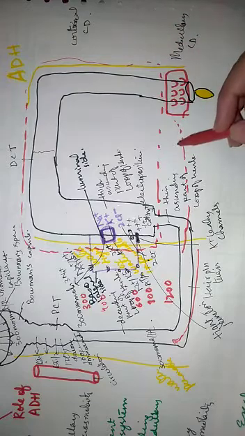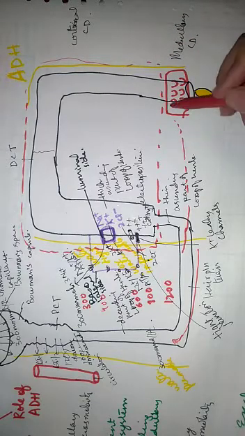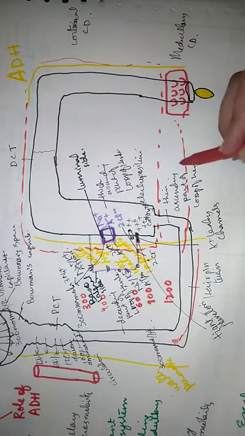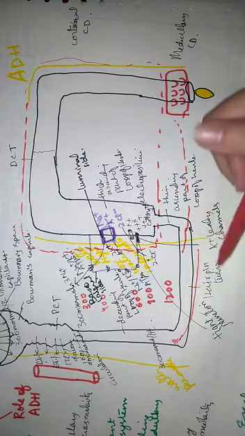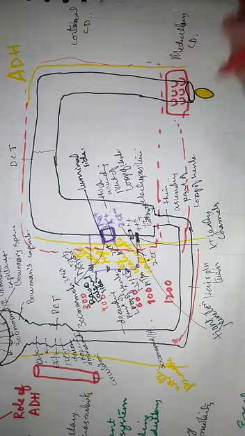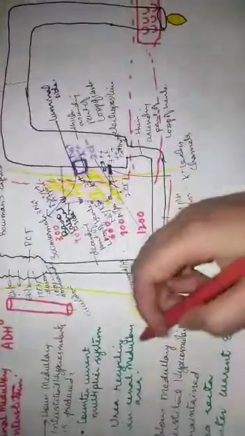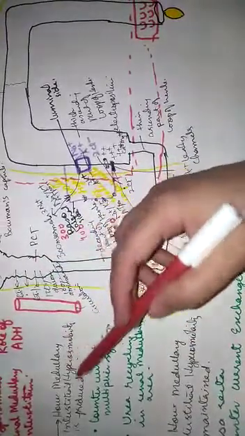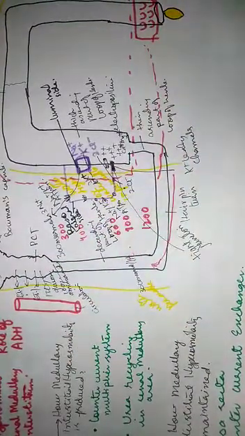So this also contributes, because urea first enters into the interstitium, then it is reabsorbed into the hairpin turn and loop of Henle. So it also contributes some of the hyperosmolarity in the medullary region.